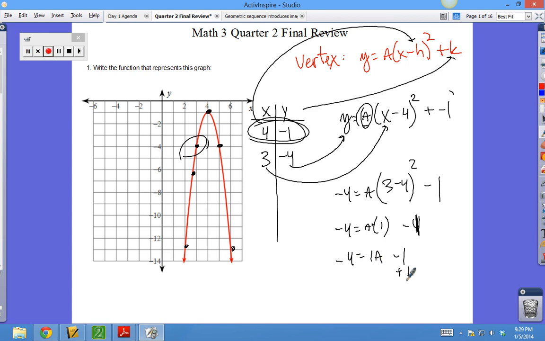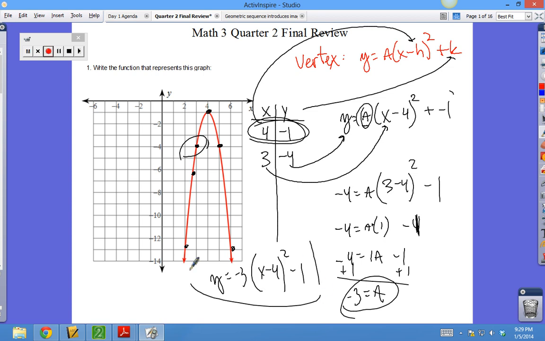Okay, now solve for a. Plus 1, plus 1. -3 is equal to a. So now you are completely done, and your final answer is going to be y equals -3(x minus 4) squared minus 1.